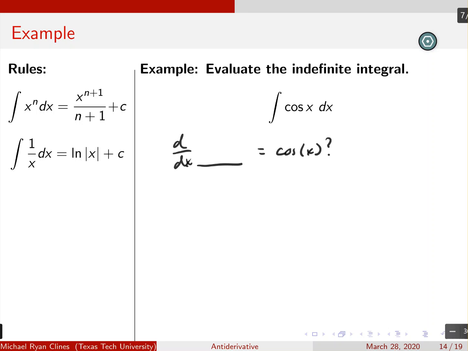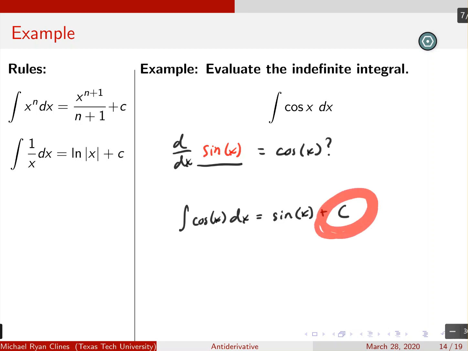So the derivative of what is equal to cosine? Well, if we remember our trig rules, the derivative of sine of x is in fact equal to cosine of x. Because when we take the derivative of sine, we get cosine. So if we're taking the integral of cosine, that's going to send us back this way. So what we can conclude is the integral of cosine of x dx is in fact sine of x plus c. Can't forget that houseboat.